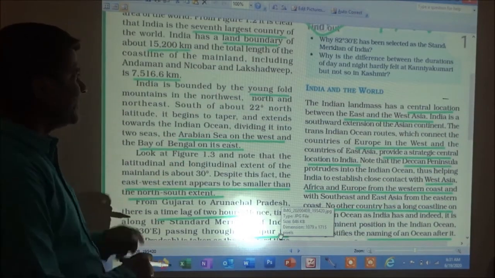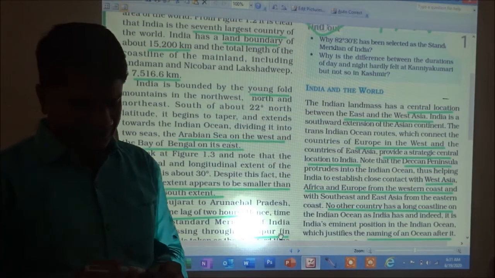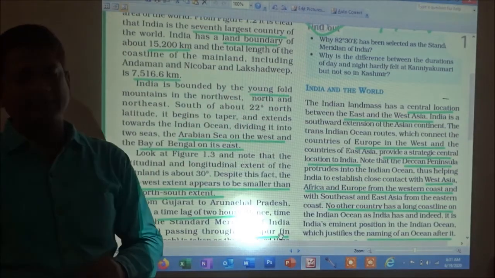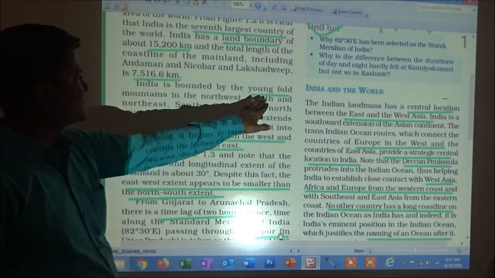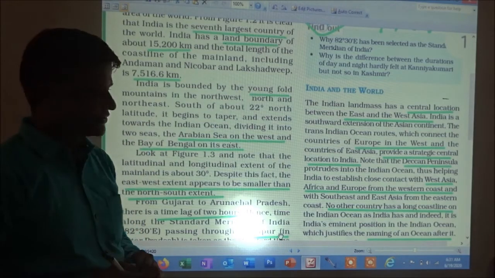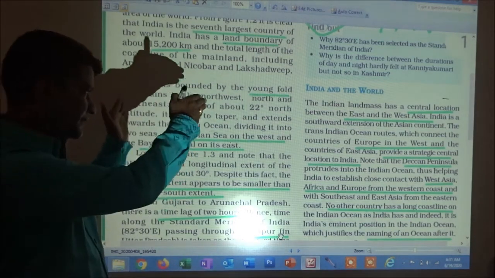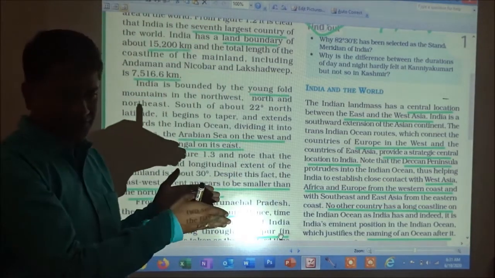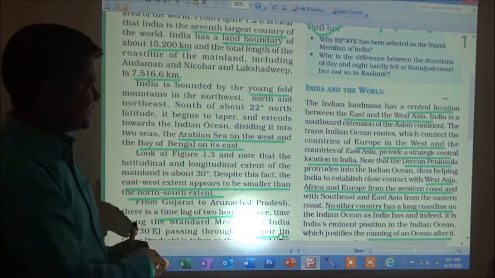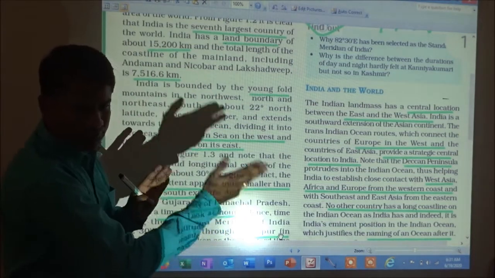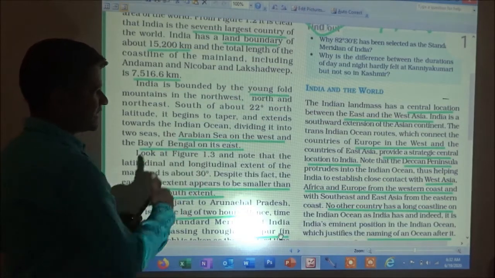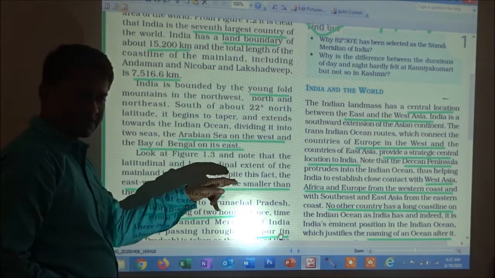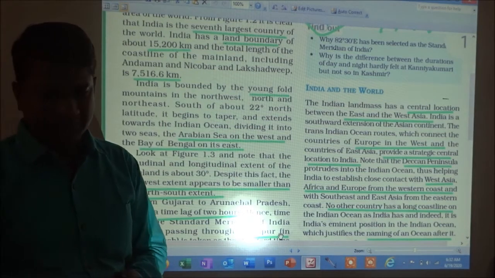Now India, you know very well, and you have already learnt in the previous class, is bounded by the young fold mountain known as the Himalaya in the northwest, north and northeast directions. If we talk about the south part of India, because of its peninsula shape, India is dividing the sea into two seas. Which two seas? One is the Arabian Sea on the west part, and the second is on the east side, known as the Bay of Bengal.